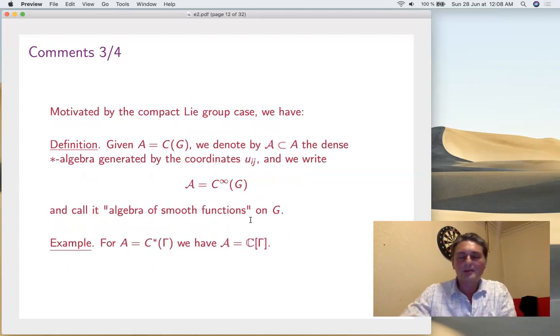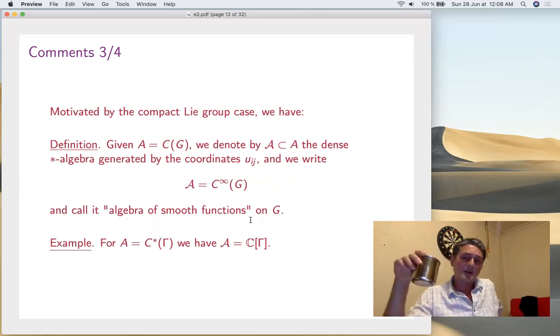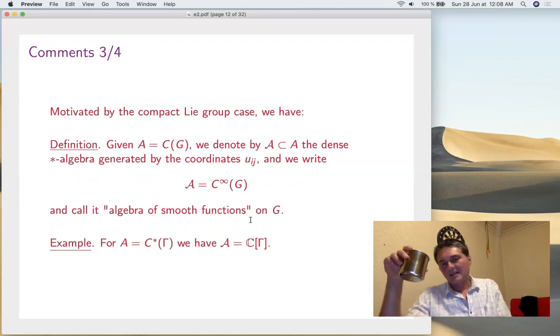Third comment now. Remember that in the classical case, these are actually compact Lie groups, so I forgot a bit about Lie in all this. In the compact case we have a smooth manifold structure. In general now we don't have that, and that's the problem with quantum groups. They don't have differential geometry, no Lie algebra in this setting.